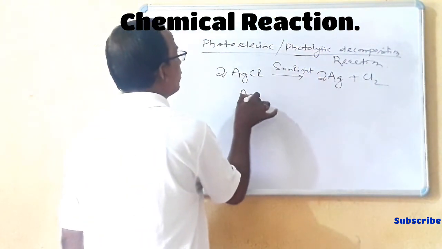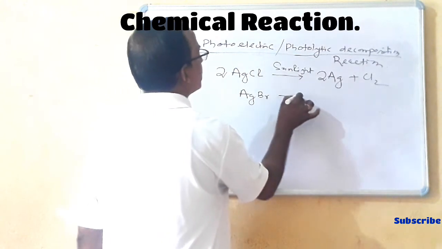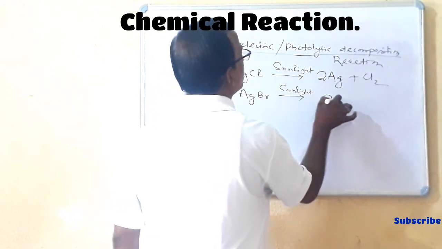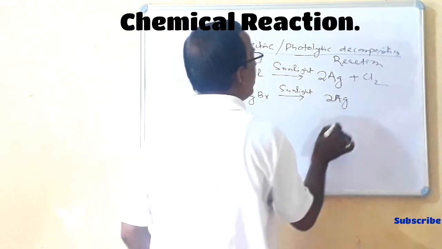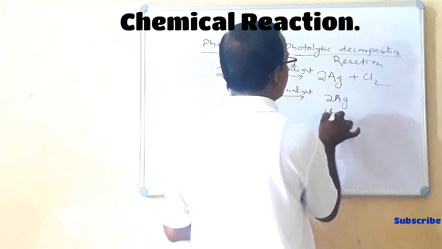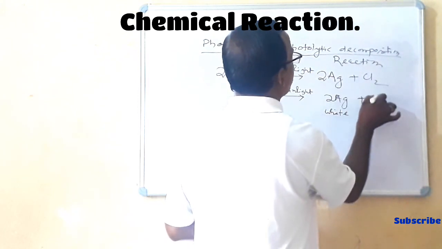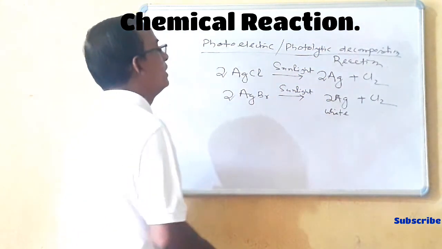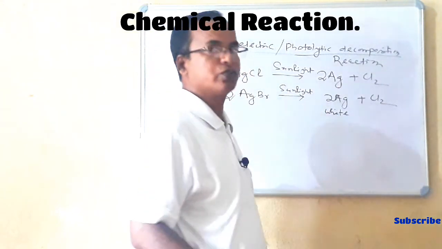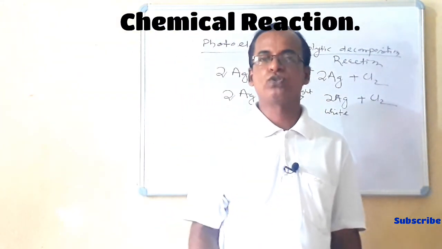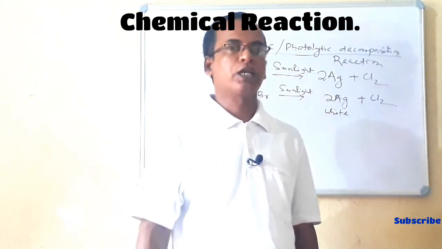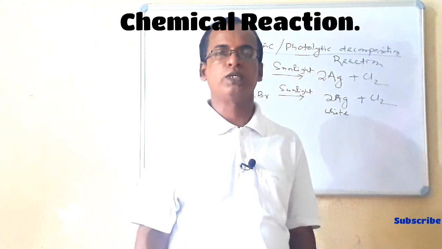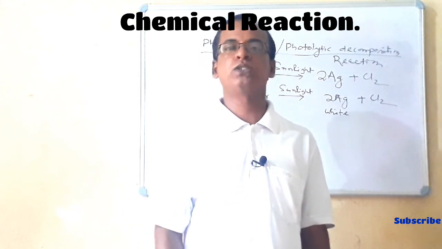Similarly, silver bromide, when exposed to sunlight, produces silvery gray silver plus bromine. It produces this type of reaction. So this is about decomposition reactions. In the next class we will discuss the other two types of reaction, displacement reaction and double displacement reaction, in detail.